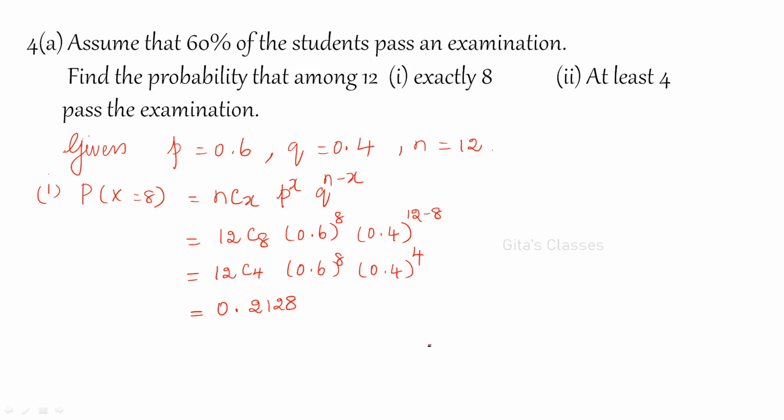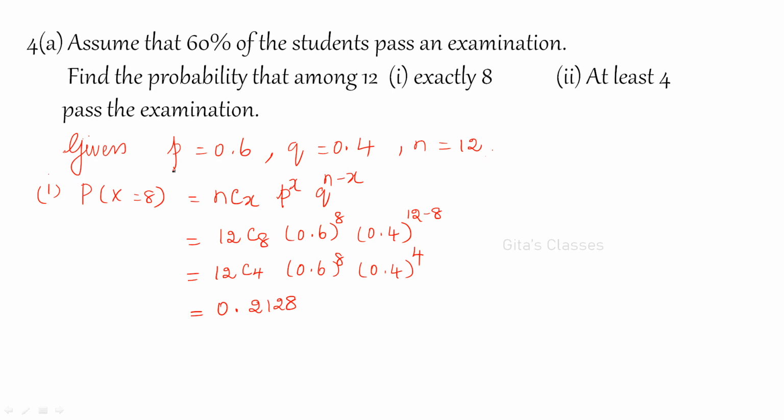Now assume that 60% of the students pass an examination. Find the probability that among 12, exactly 8, and at least 4 pass the examination. So here the probability of success, 60% of the students pass an examination, so success is assumed as P is equal to 0.6. Therefore Q is equal to 1 minus P, which is 0.4. And we are going to consider among 12, therefore N is equal to 12.